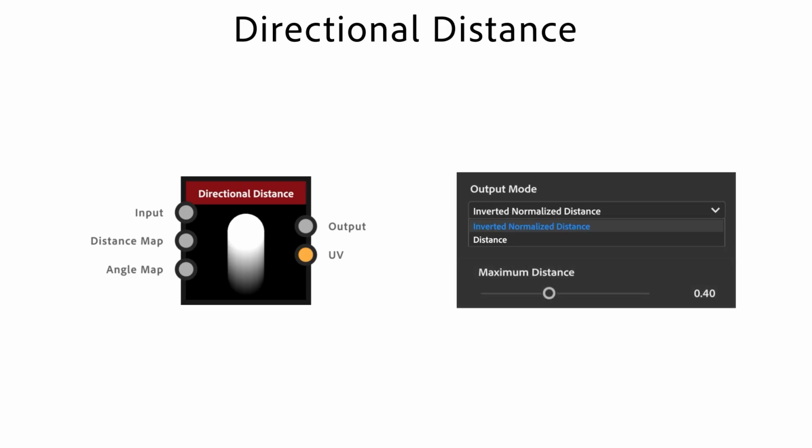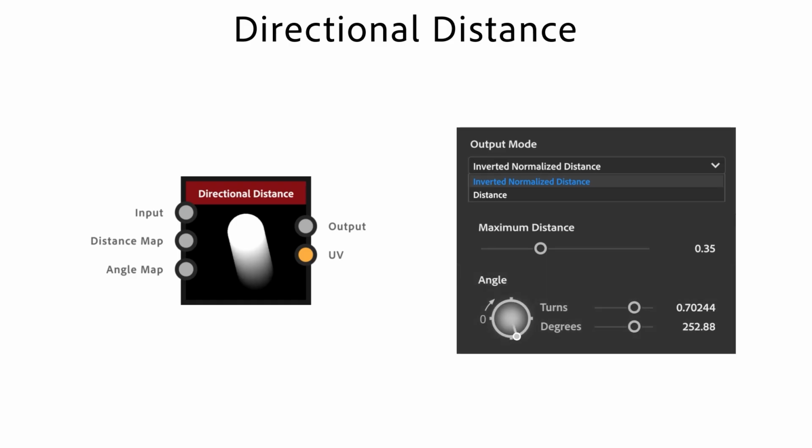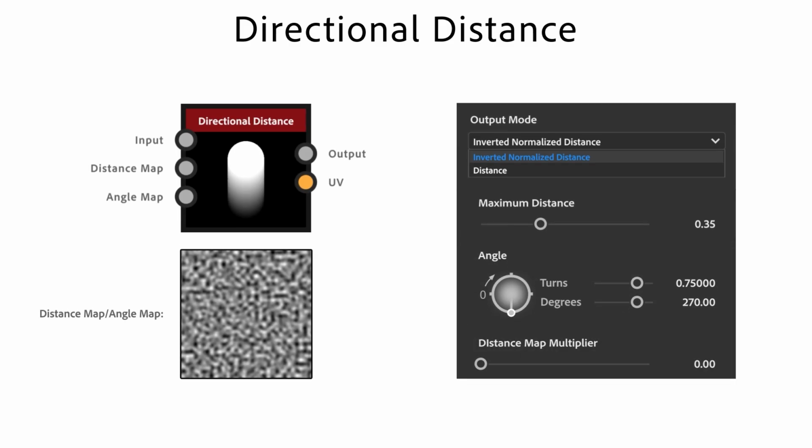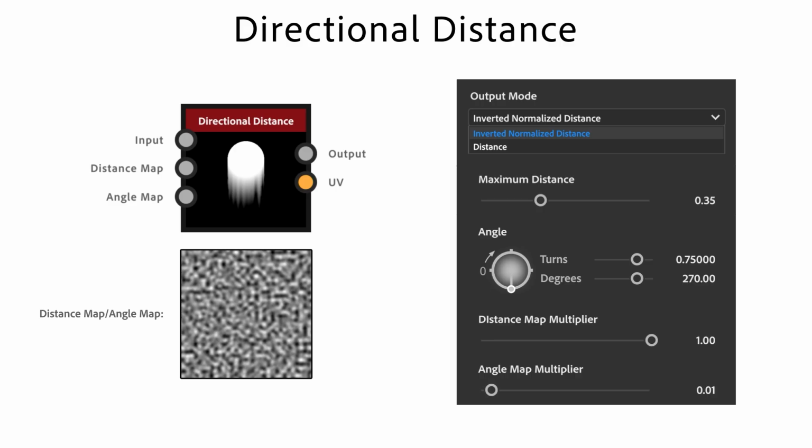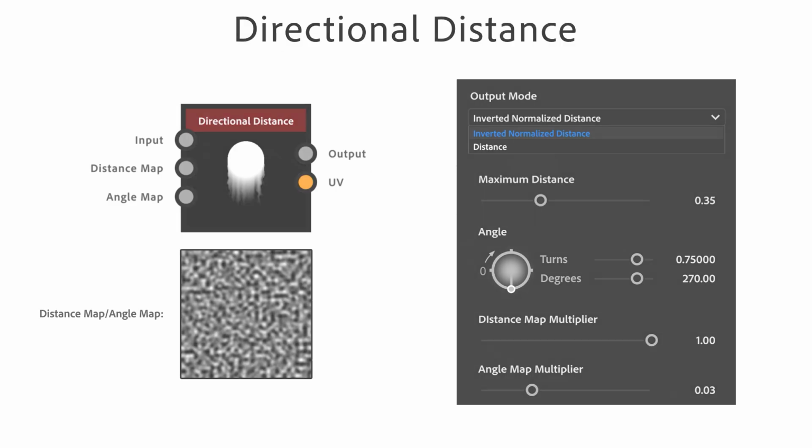Maximum distance adjusts reach of the distance effect. Angle tweaks the direction of the distance gradient. Distance map multiplier pushes the impact of the custom distance map over the maximum distance. Angle map multiplier adjusts the impact of the custom angle map over the angle.